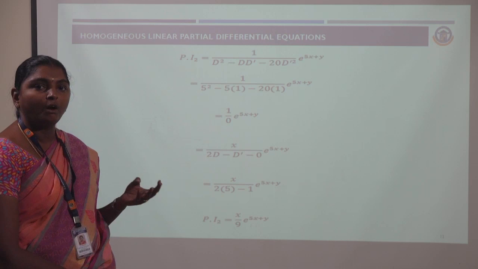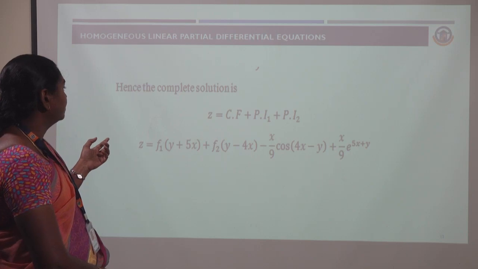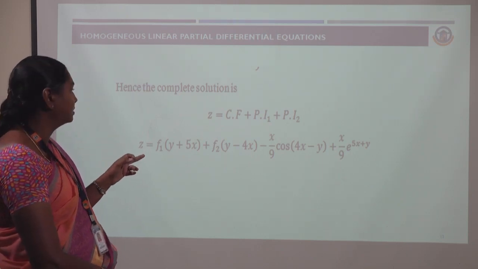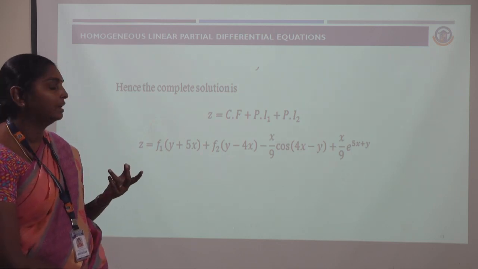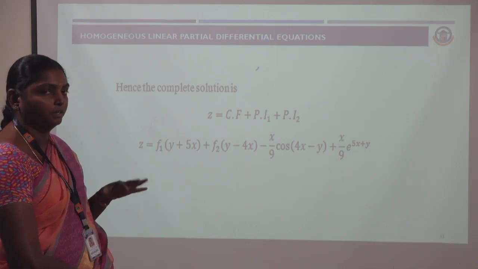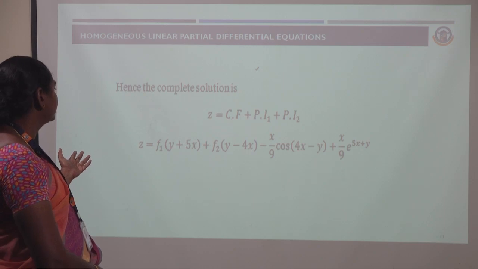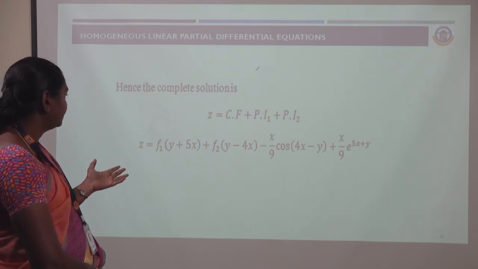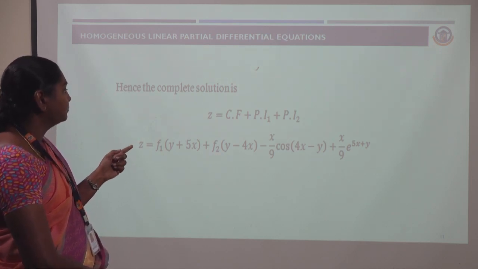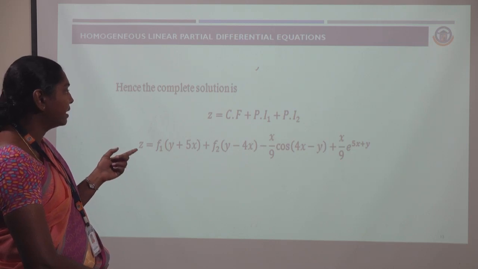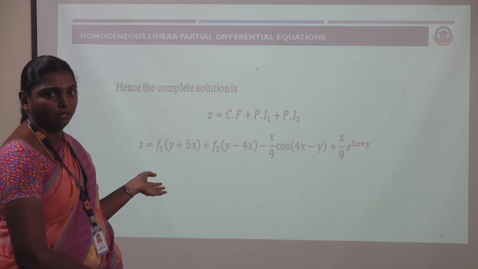So we have found the complementary function and the particular integrals. We can substitute in the general solution: z equal to complementary function plus particular integral 1 plus particular integral 2, because we have two particular integrals. So when you substitute the values, we get the solution as z equal to f1 of y plus 5x plus f2 of y minus 4x minus x by 9 cos(4x minus y) plus x by 9 e power 5x plus y. This is the solution for the homogeneous equation. Thank you.